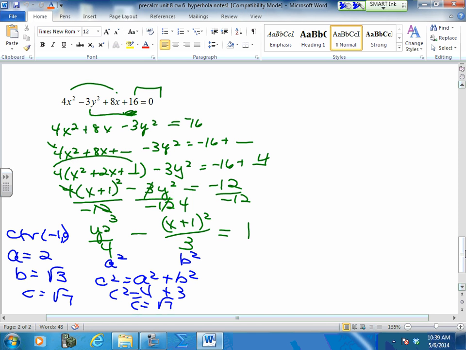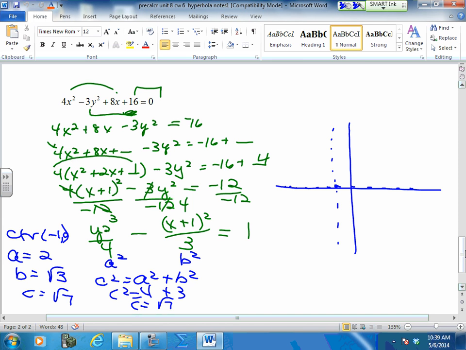Now, our transverse axis is which axis? The X or the Y? Which one comes first? The Y. So it's going to go off the Y. It's going to come up like this and down like this. So let's start with your center. So your center was -1, 0. This is my translated center. I'm just going to make a little axis there so we can work off that.